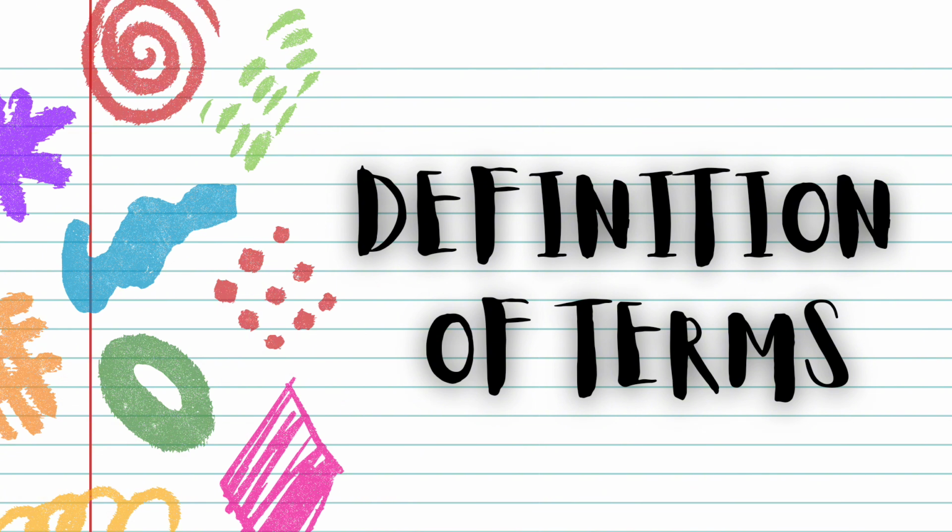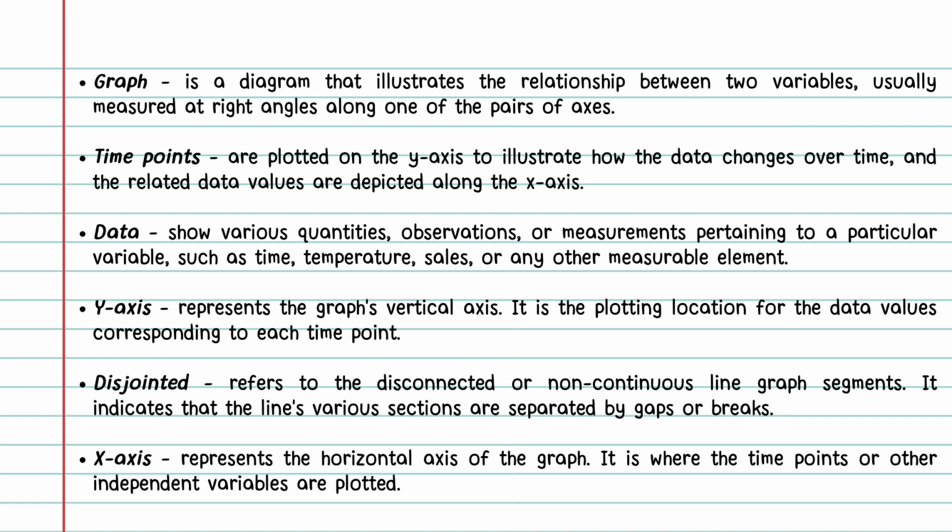And now let's move on to the definition of terms. First we have the graph. It's a diagram that illustrates the relationship between two variables, usually measured at right angles along one of the pairs of axes. Second are the time points, which are plotted on the y-axis to illustrate how the data changes over time, and the related data values are depicted along the x-axis.